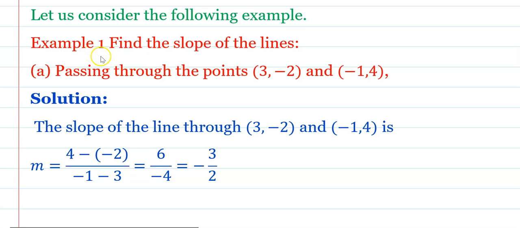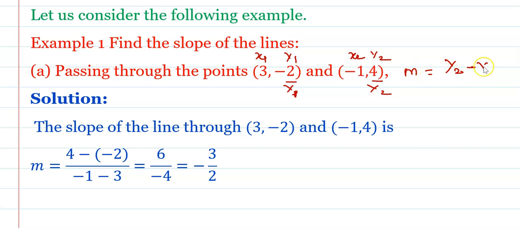Example number 1. Find the slope of the line. It's a very easy question. Given x1, y1, x2, y2, the slope is the difference of the y coordinates upon the difference of the x coordinates. This is y2 and this is y1. What is the slope? The slope m equals y2 minus y1 upon x2 minus x1.